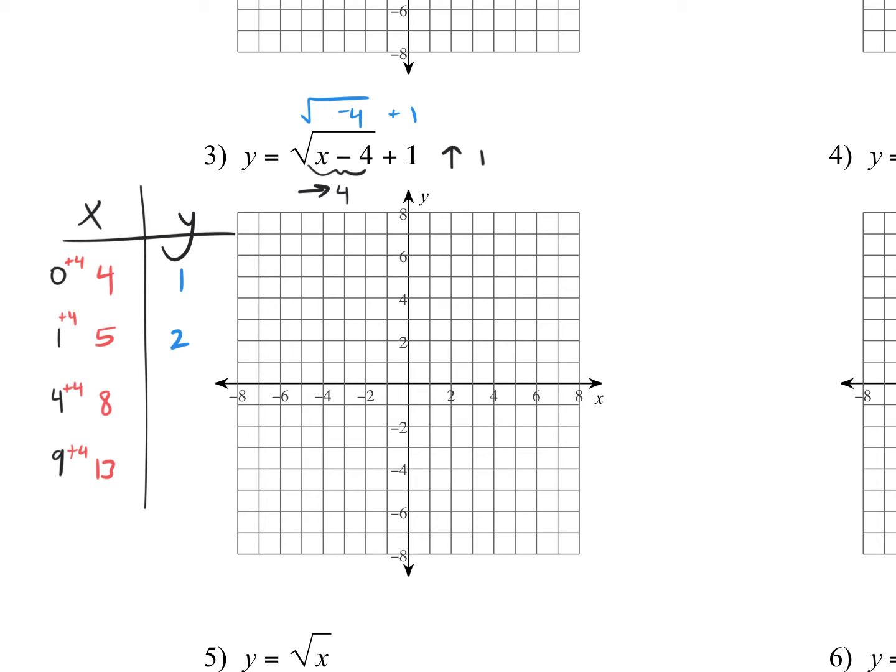If I plug in 8, 8 minus 4 is 4. And then the square root of 4 is 2, so 2 plus 1 is 3. And then lastly, plug in 13. 13 minus 4 would be the square root of 9, and the square root of 9 is 3. 3 plus 1 is 4. So I can go ahead and plot these points here. 4, 1, 5, 2, 8, 3, and my last one's pretty far off there, so we're just going to leave it like this, moving up and over to the right.